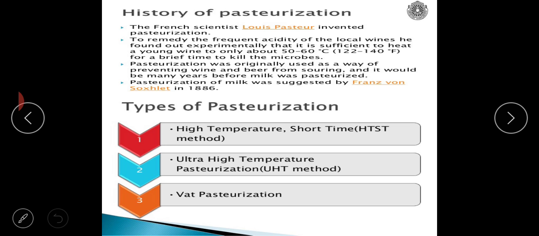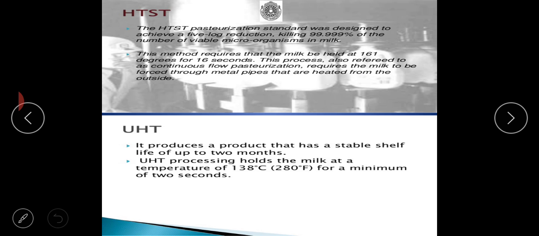Pasteurization of milk was suggested by Franz von Soxhlet in 1886. Now coming to types of pasteurization. The first one, as I have mentioned already, is HTST, that is the high temperature short time method. Second one is UHT, ultra high temperature pasteurization. And the third type is VAT pasteurization.